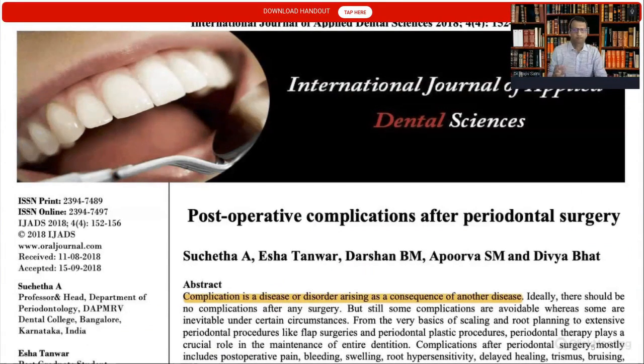So, what are post-operative complications? From a broader perspective, as per the scientific literature, a complication is a disease or disorder arising as a consequence of another disease. Post-operative complications in dentistry are unexpected issues that arise after a dental procedure, impacting the recovery process. They can range from minor problems like swelling and discomfort to more serious problems like excessive bleeding, delayed healing, or space infections. Understanding these potential complications is essential for dental professionals to ensure patient safety and achieve the best possible treatment outcomes.